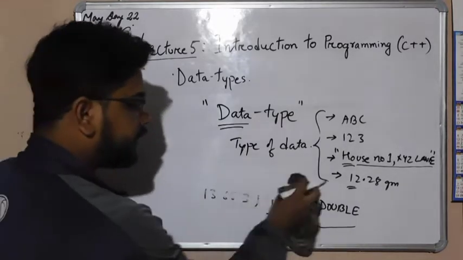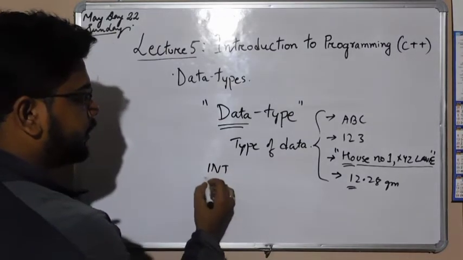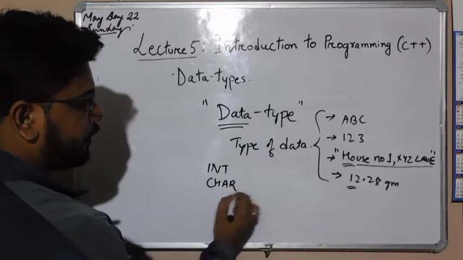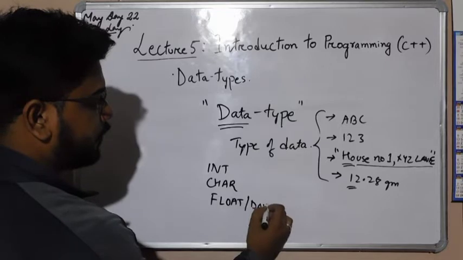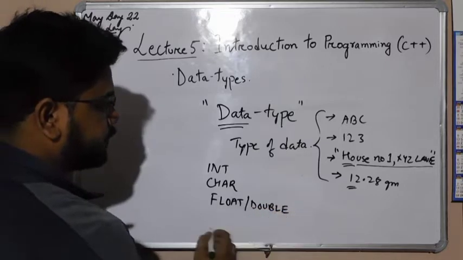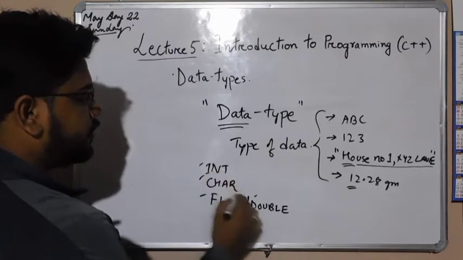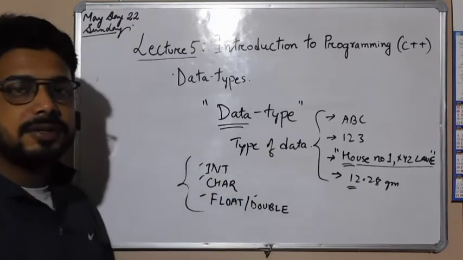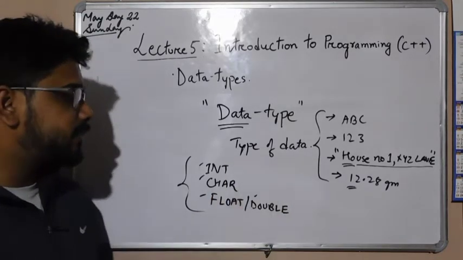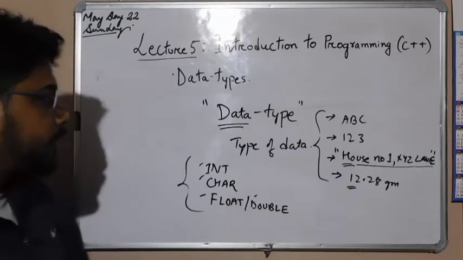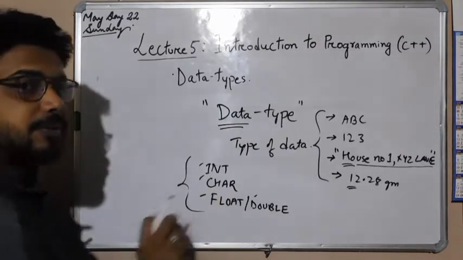So what are the different kinds of data types that we use? int, then char, float, or maybe double. Okay, float, double, int, char. So all these are the basic data types, the basic types of data in C++ that we operate on. Now next, coming to variables. How variables and data types are related, we will see.